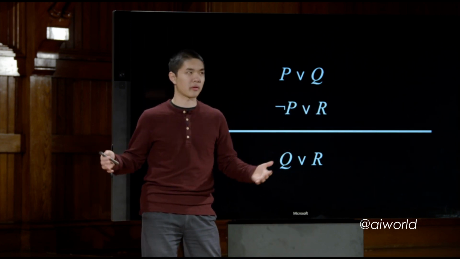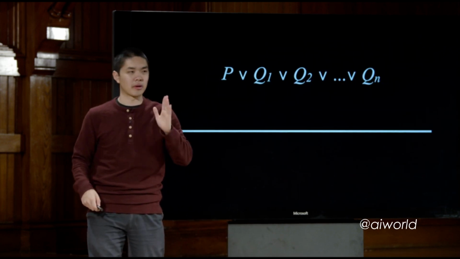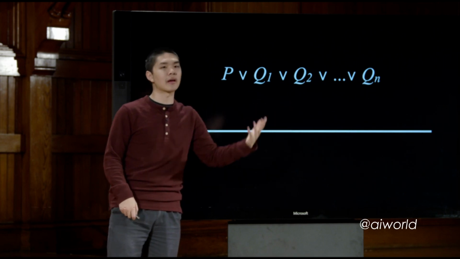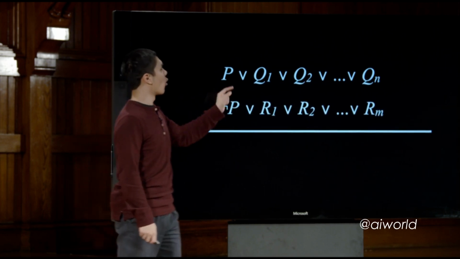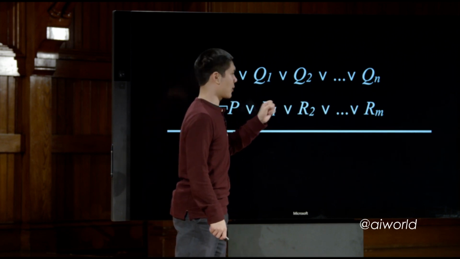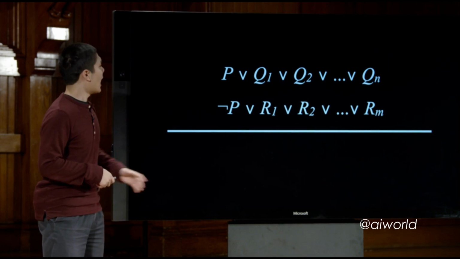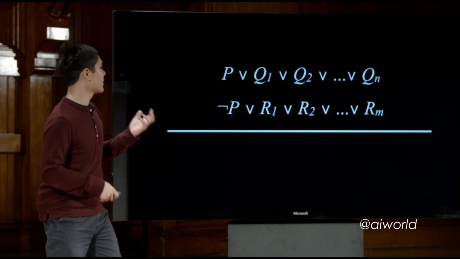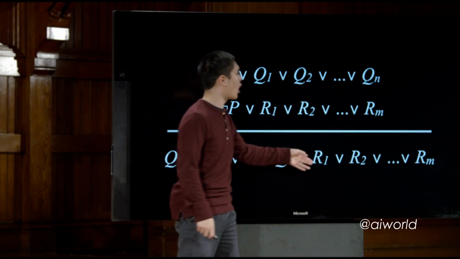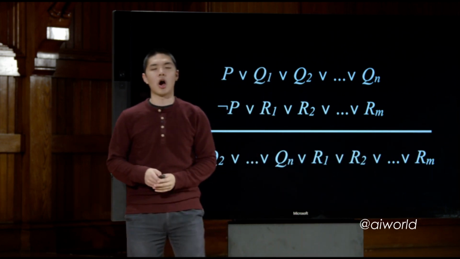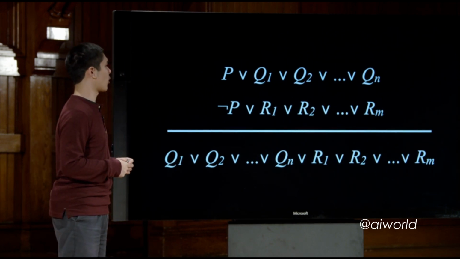It could be multiple symbols. So if I had a rule that had P or Q1 or Q2 or Q3, so on and so forth, up until Qn, where n is just some number, and likewise, I had not P or R1 or R2, so on and so forth, up until Rm, where m, again, is just some other number, I can resolve these two clauses together to get one of these must be true: Q1 or Q2 up until Qn, or R1 or R2 up until Rm. And this is just a generalization of that same rule we saw before.